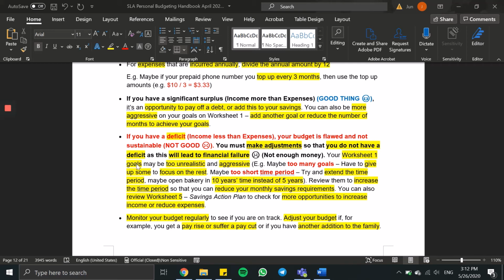So maybe in Worksheet 1, your goals are too unrealistic and aggressive. Maybe you have too many goals, so you have to give up some and focus on the rest. Or it could also be that the time is too short. So try and extend the time period, maybe to open a bakery in 10 years instead of 5 years. Review them. By increasing your time period, you can reduce your monthly savings requirements. You can also review Worksheet 5, your savings action plan, to see what other opportunities you have to increase your income or to reduce expenses.